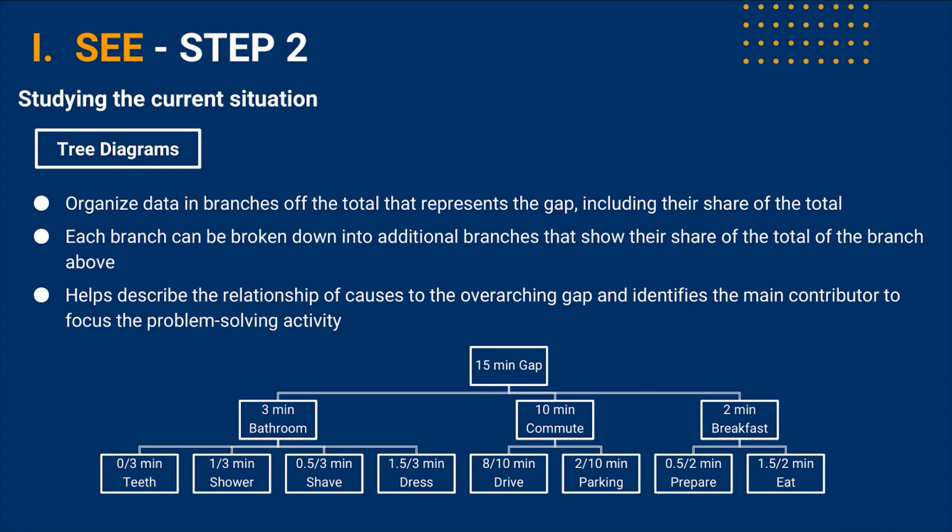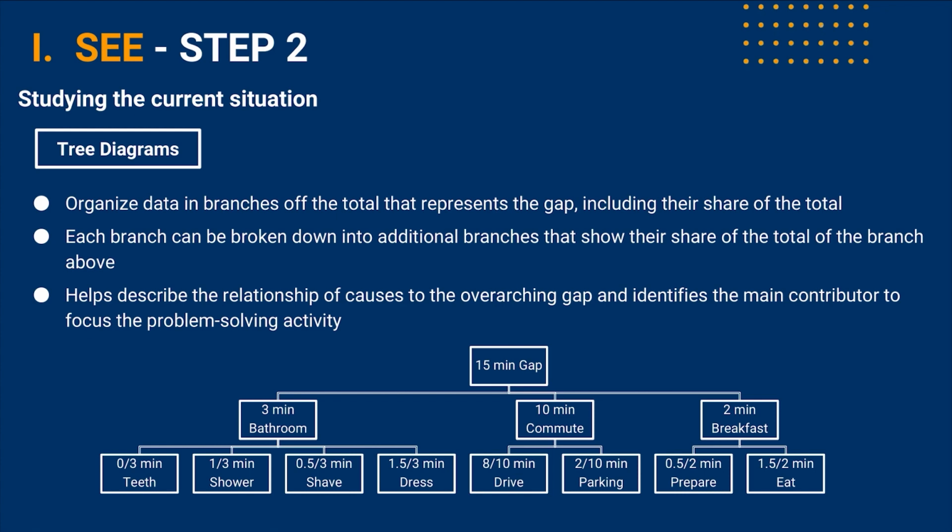And the last tool we're going to look at is called the tree diagram. A tree diagram, again, uses some groupings and it uses data to help explore or narrow where the real problem is coming from. And what it's doing differently than the other tools is it's drilling down, right? So we're looking deeper and deeper to try and find that one area that's having the biggest issue. So we've got a 15-minute gap here, and that 15-minute gap can be broken into a 3-minute gap doing the bathroom activities, a 10-minute gap in commute, a 2-minute gap in breakfast.